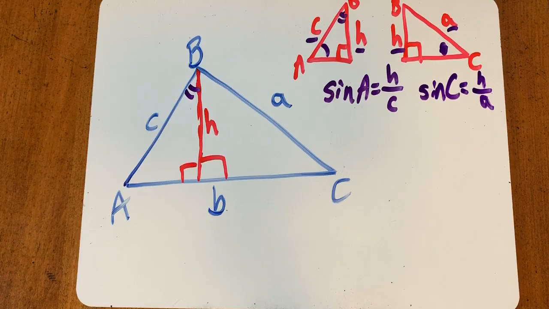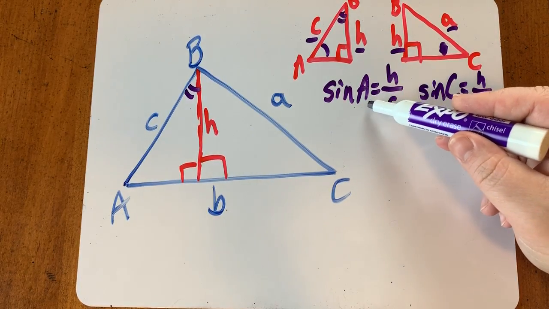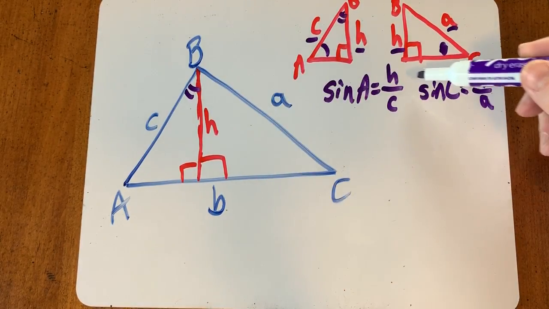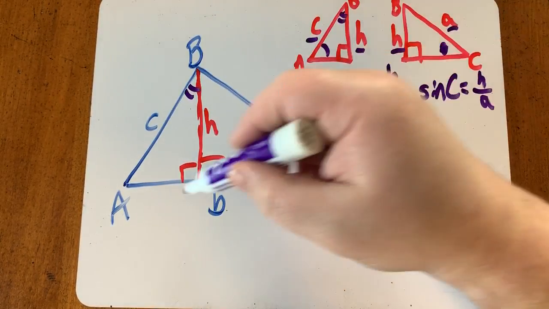Now in this equation, A is from our big triangle, C is from our big triangle, but H is not part of our original triangle.